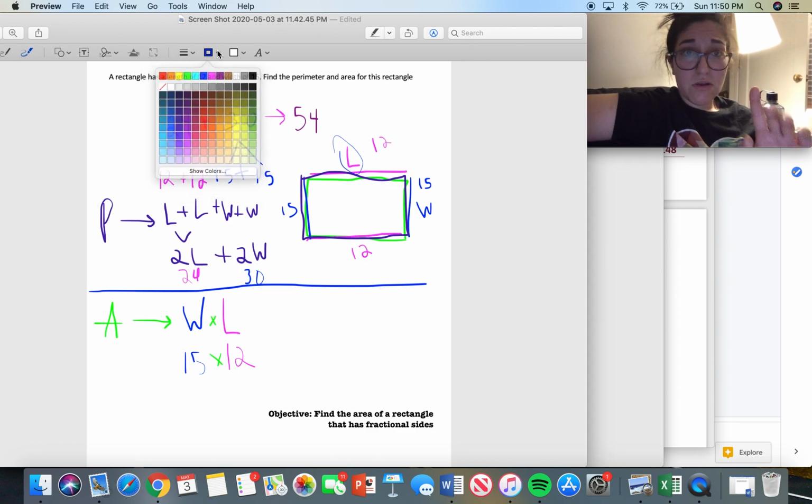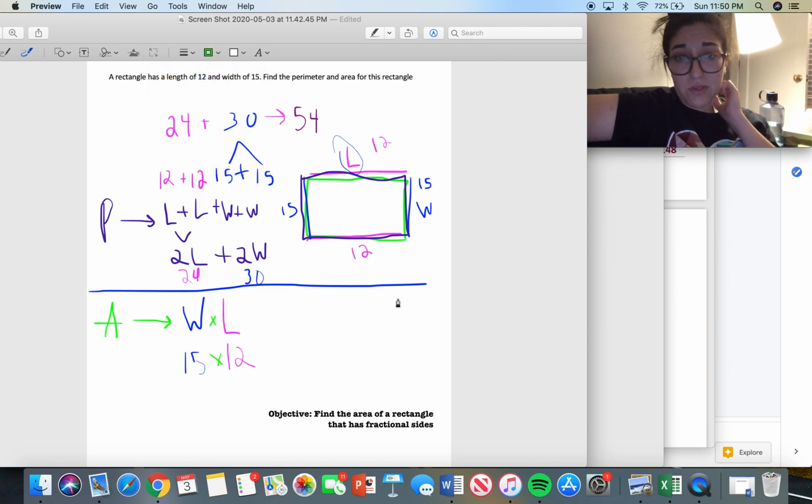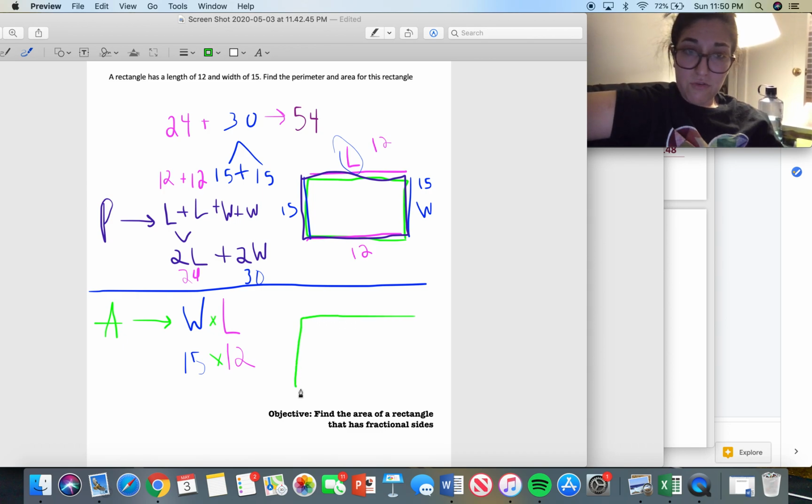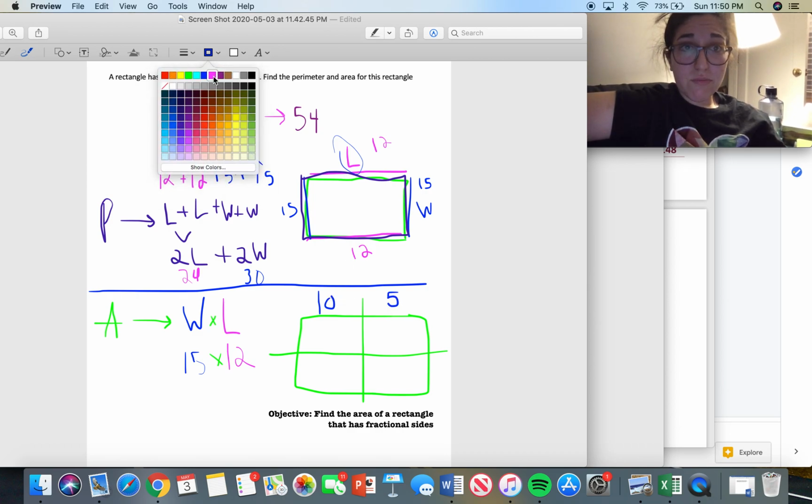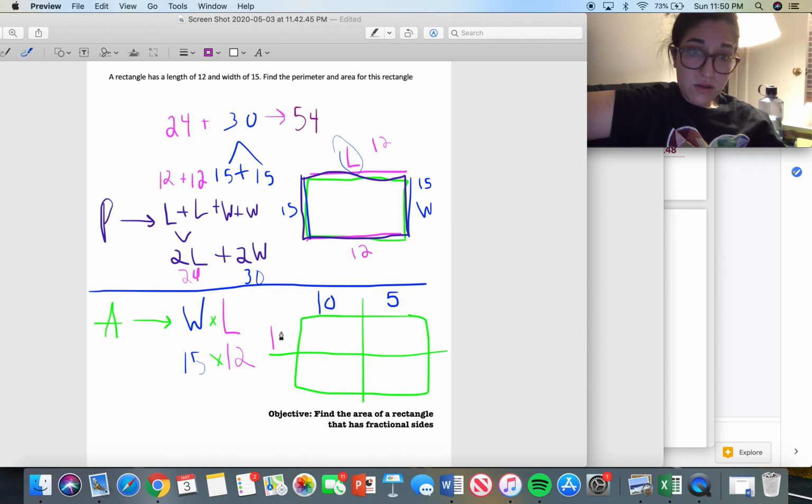And I actually want to go back to something we used to do when we would do this. I want to know if you remember doing this, right? When we would be multiplying, we would break apart the number we were multiplying by the place value. So in this case, 15, we would break into 10 and 5, and 12 we would break into 10 and 2. And then we would multiply and add all together.